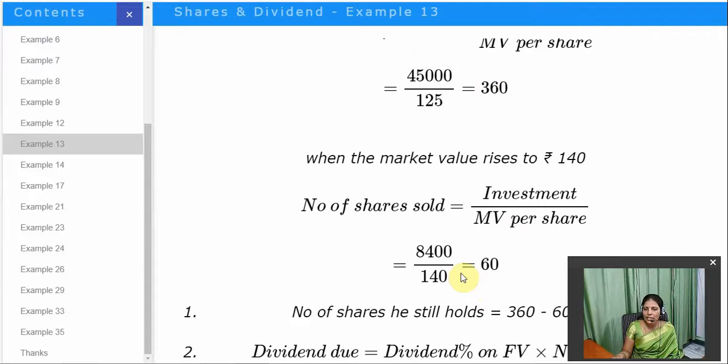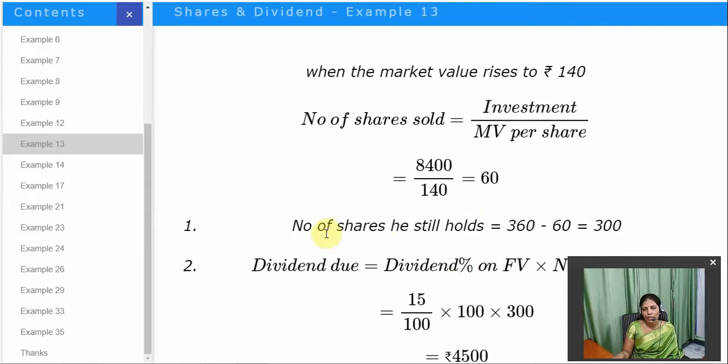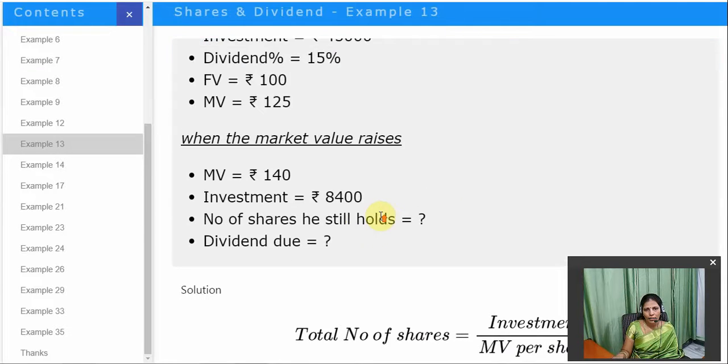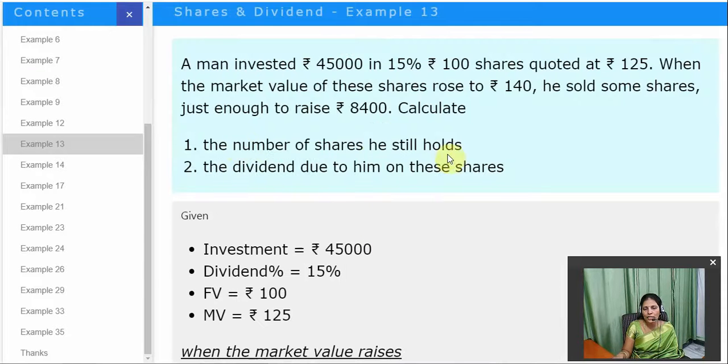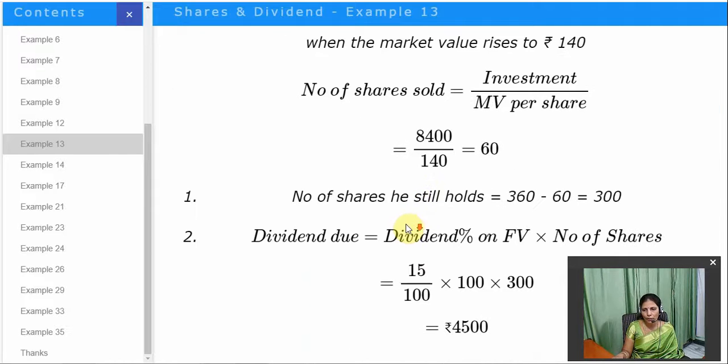Now what are the shares he still holds in his hand? The number of shares he still holds is equal to 360 minus 60, that is equal to 300. So at present he has 300 shares. He holds 300 shares with him now. So the first subdivision, the number of shares he still holds, is over. It is 300. Now the next question is the dividend due to him on these shares. What is the dividend he received for these 300 shares? That is what we are going to find now.